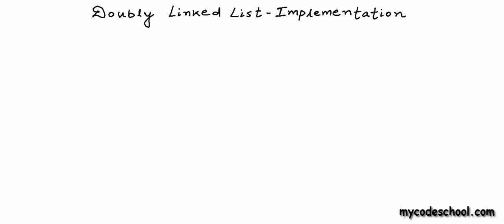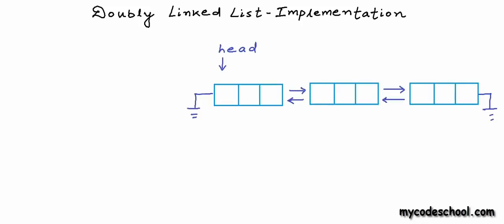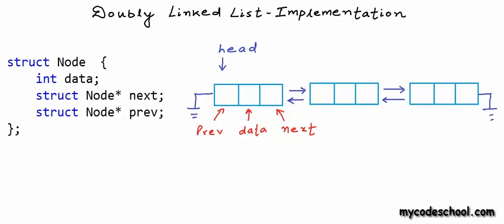In a doubly linked list, as we saw in our previous lesson, each node contains 3 fields. I have drawn a logical representation of a doubly linked list here. One to store data, one to store the address of the next node, and one to store the address of the previous node. For a linked list of integers, a node will be defined like this in a C or C++ program.